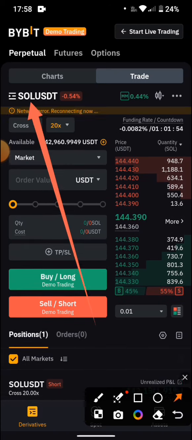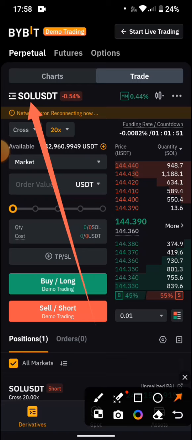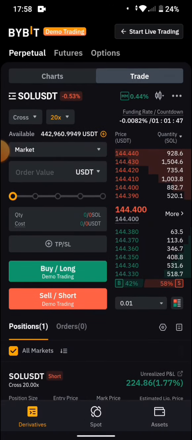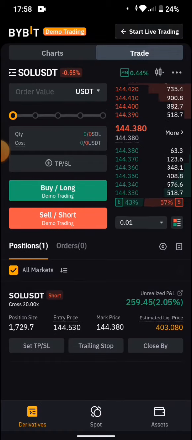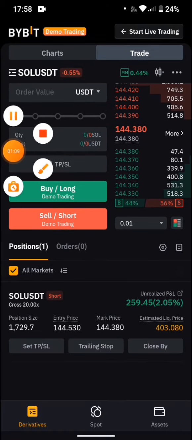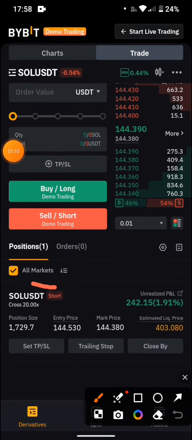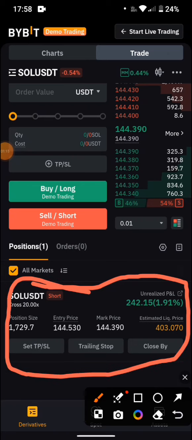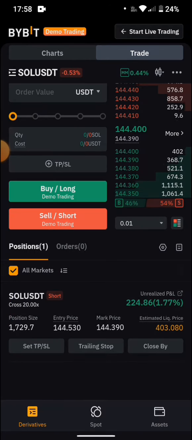So with Solana currently, you want to enter a trade. This is a demo account, so let's say we have entered a trade. At the bottom here, you can see we currently have an open trade, where you are seeing this red circle. This basically means we are shorting Solana.